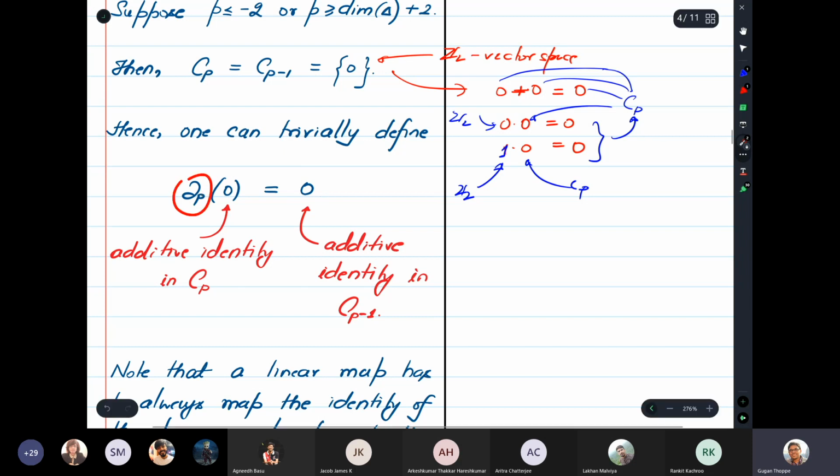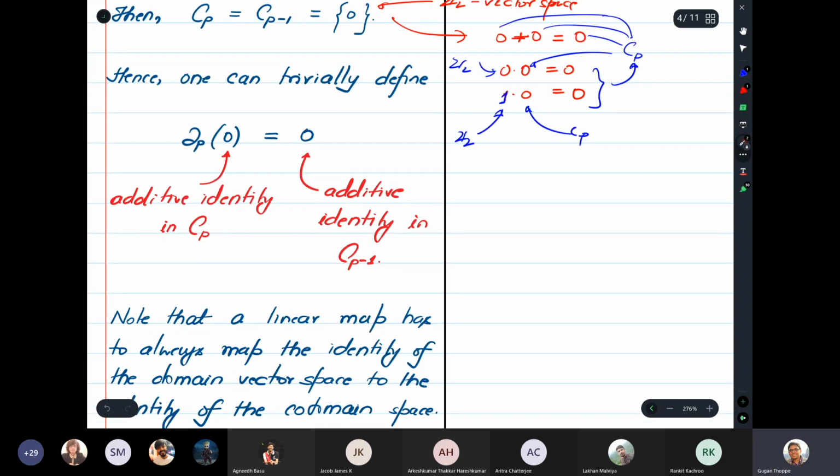So the only way you can map this 0 is to map it to the 0 on the other side, which means that this is the 0 in the domain, which is Cp here, and this is the 0 which is the additive identity in the codomain. So we are left with no choice, because the domain only has one element and the codomain also has only one element, right? So we have no choice, and we have to map this 0 to this 0, right?